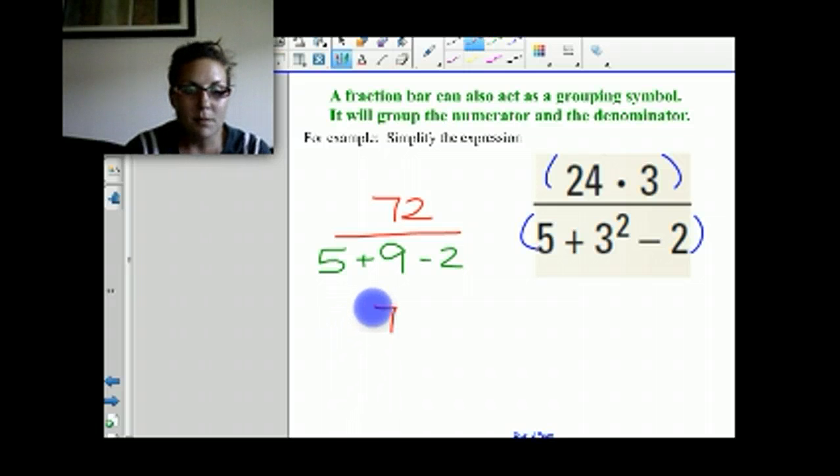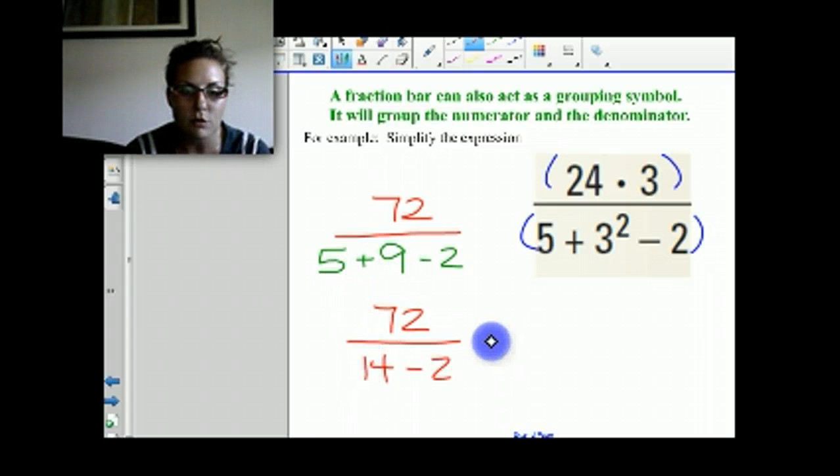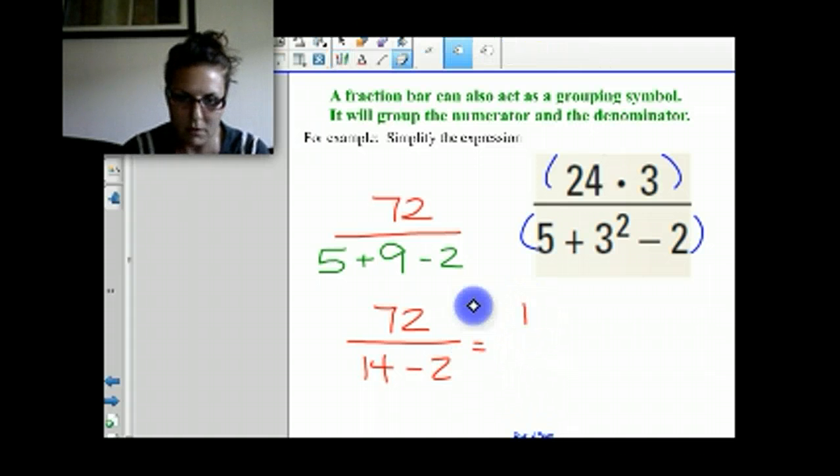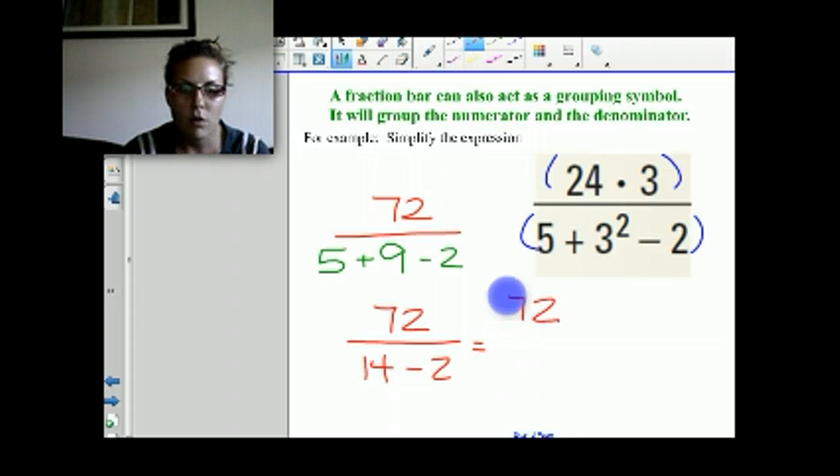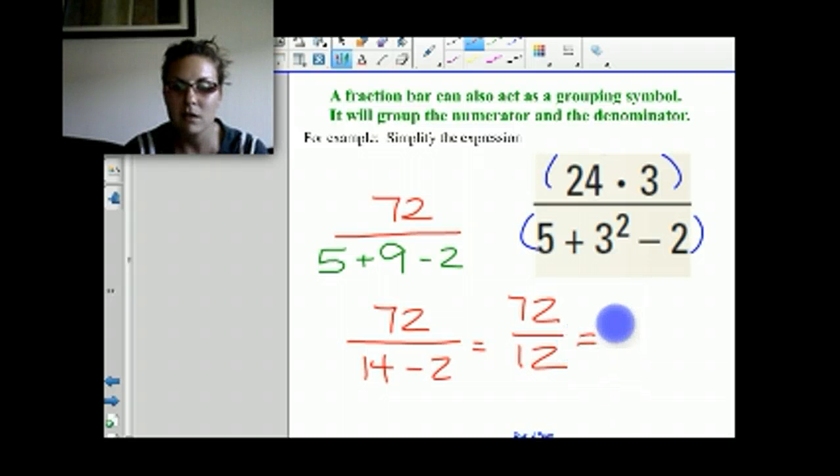I'm going to keep writing my steps. I still have 72 over 5 plus 9 is 14 minus 2. I end up with 72 over 12, which gives me 6.